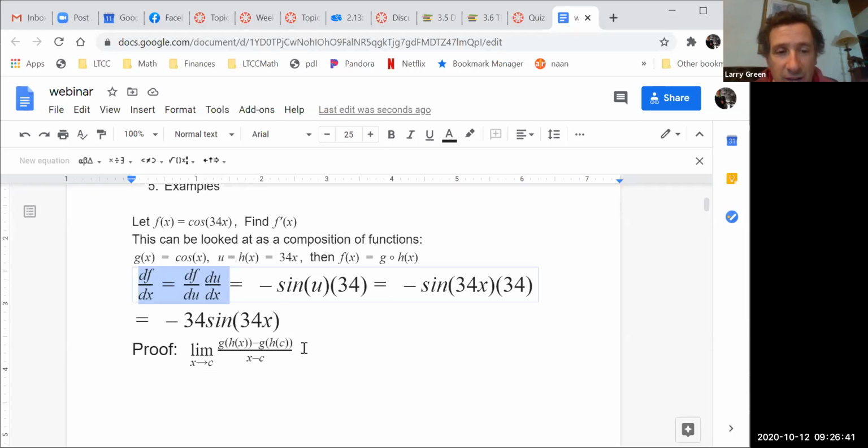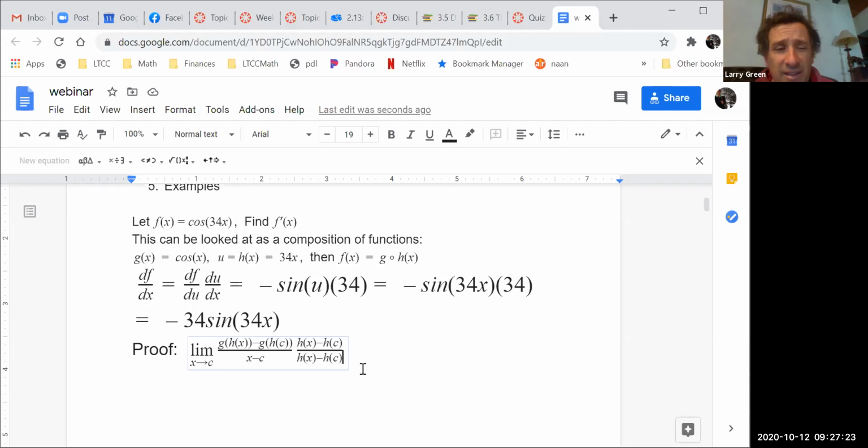All right, so what I'm going to do now is multiply by the following fraction, the one fraction. You're always allowed to multiply by 1. And then multiply by h of x minus h of c over h of x minus h of c. Are you all in agreement that you're allowed to do that? Everyone good with that so far?